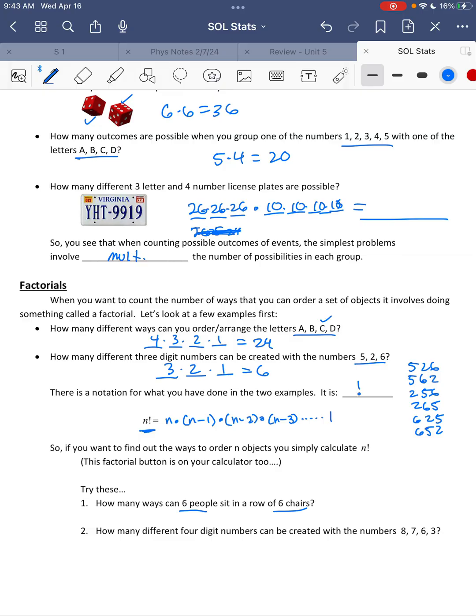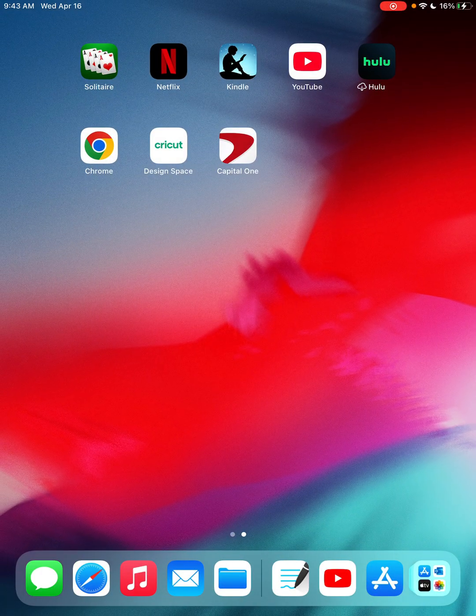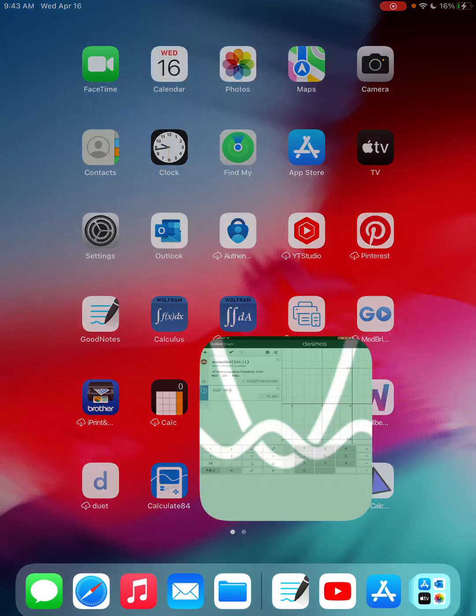Imagine you had 6 chairs lined up, 1, 2, 3, 4, 5, 6. There's 6 people for the first chair, then 5, 4, 3, 2, 1. So basically what you do is you do 6 factorial. And if you type this into your calculator, there's a way to put it in, but if you put it into Desmos, oh goodness.